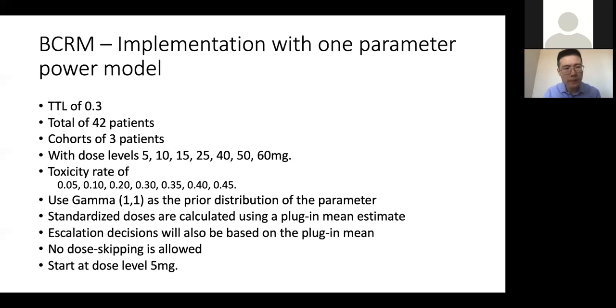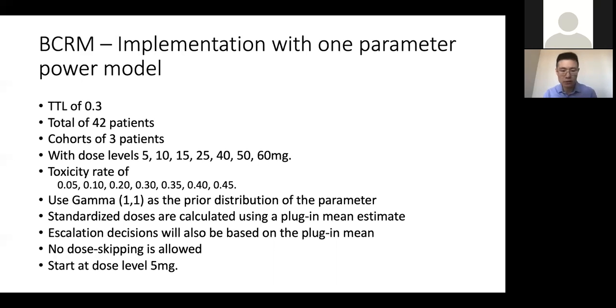Because remember, in the BCRM, when we make the decision to recommend the MTD, for example, after we observe the patients assigned to dose levels 5 and 10, the BCRM might recommend dose level 25 for your next cohort, skipping the 15 dose level. And a lot of the time in cancer research, those treatments are really toxic, so you don't want that to happen. So we can add this constraint to say that no dose skipping is allowed.